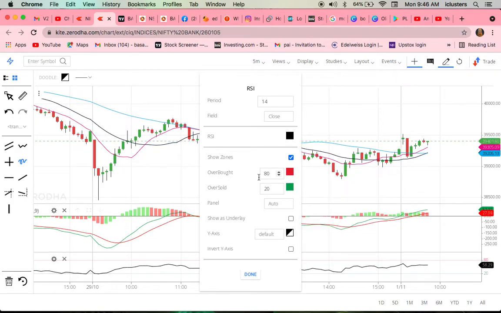Because I have applied 80, if 80 is reached, that means the price has reached the resistance area. And 20 I have selected green because that is the oversold zone, and the price should rise from that zone. Because I have selected green, that is the support area. Okay, that is the reason why I have selected red and green.